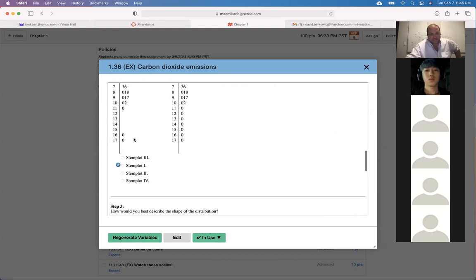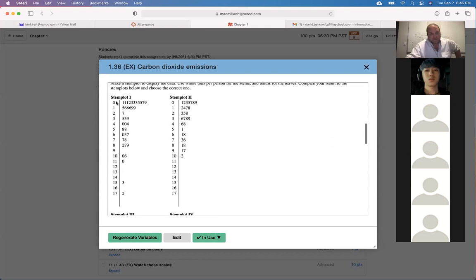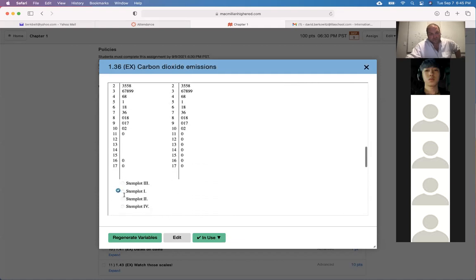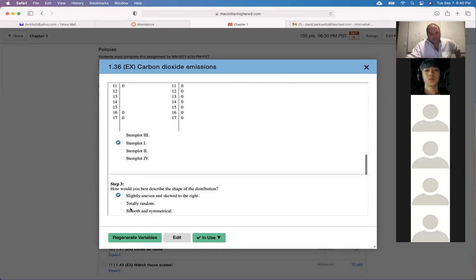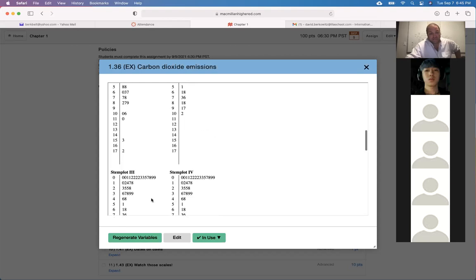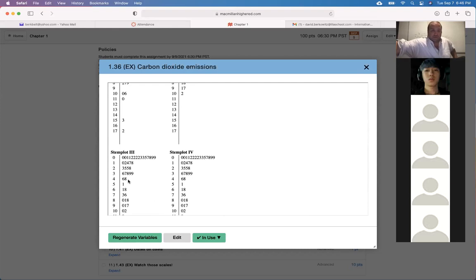So this is one of those that just has bad answers. And because of that, how do you describe the shape of the distribution? Well, if stem plot 1 is correct, it's certainly skewed to the right, because here's the peak, and it tails way off on the right side. So slightly uneven and skewed to the right, but it's not really slightly uneven. I mean, it's very uneven. All right, so let me pass along question 1.36 to the powers that be.